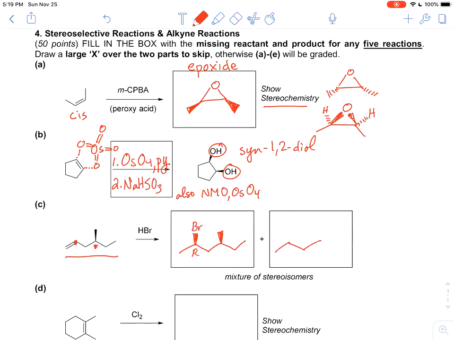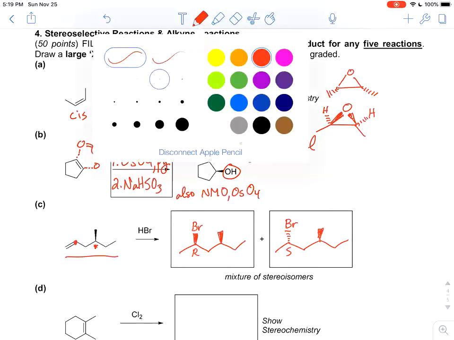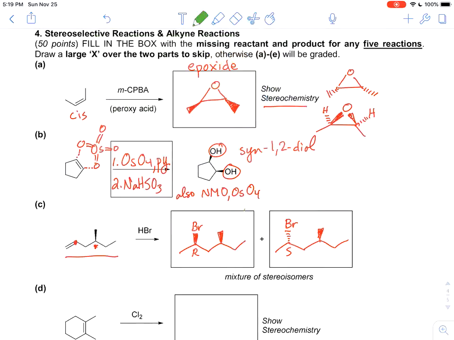And then on the other product, that chiral center that came in that didn't change, or it wasn't part of the reaction, it's fixed. So the other product is this bromine here, where it's pointing back. This is the S center. This is a mixture of stereoisomers, or to be even more specific, we would call these 2 diastereomers.